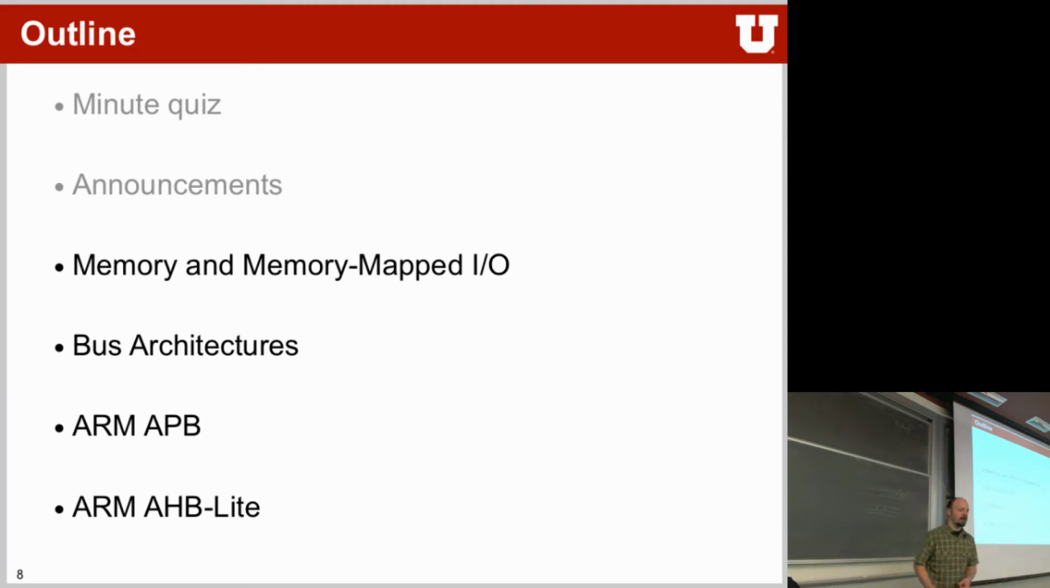All right. So today we're going to talk about memory mapped I/O a little bit more, and then we go into bus architectures. This time we're going to talk about a real bus system, the bus system that's actually used on the ARMs. It's called the AMBA. In this case, we look at the ARM APB and the ARM AHB Lite buses.